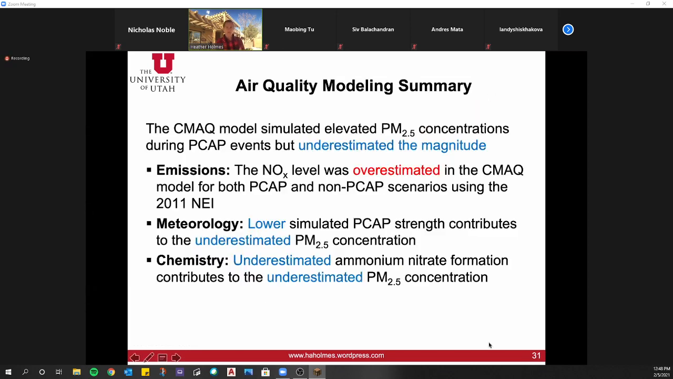So this is just a quick summary of all the air quality modeling that Xia Sun did. So she found that in the CMAQ model, the PM 2.5 is really underestimated during those PCAP events. We do not think that this is driven only by the emissions. The NOx seems to be a little bit overestimated. We don't have ammonia observations to compare to. There is a chance that that is actually underestimated in the emissions, but for sure the meteorology is not adequately capturing that stable boundary layer that happens during the CAPs, which is leading to some underestimated PM 2.5. And then it seems that the ammonium nitrate is also being underestimated, so that could point to some uncertainties in the chemistry inside the CMAQ model.